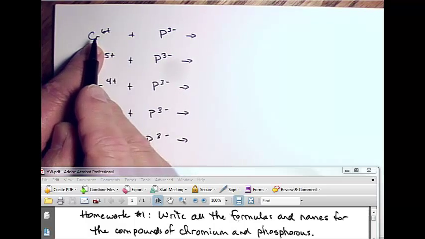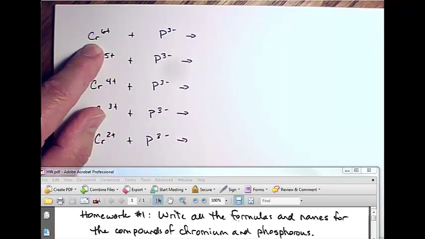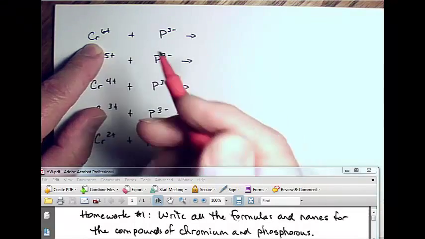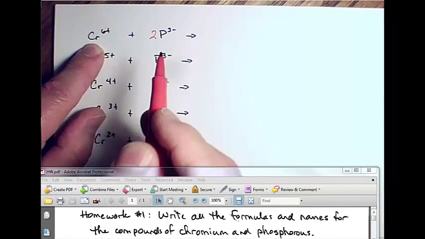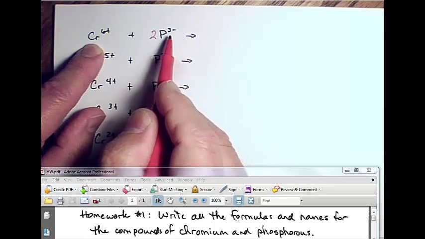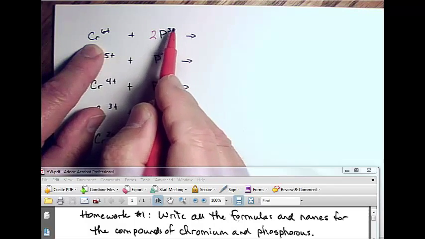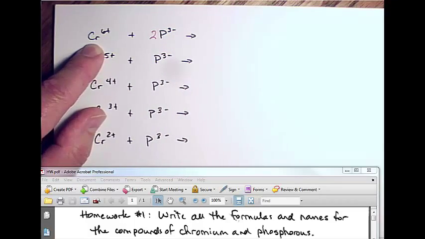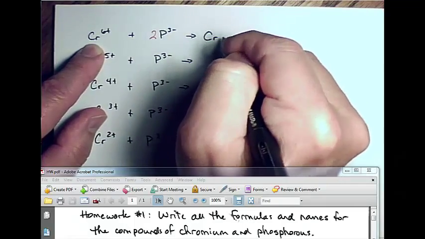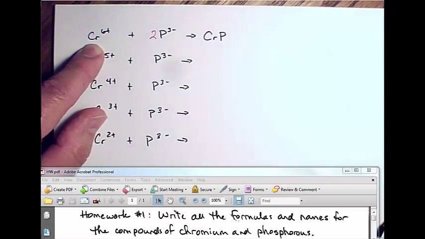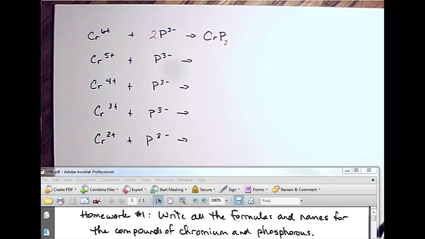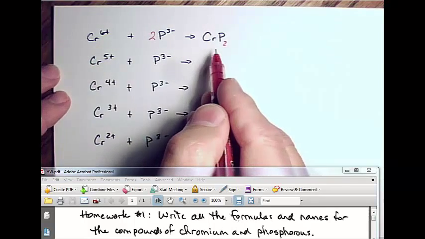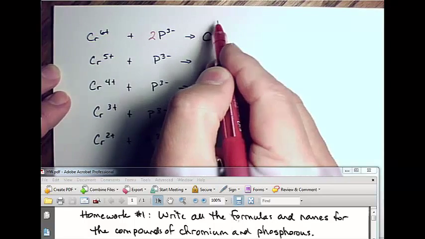Okay, so if I have a 6 plus here and a 3 negative here, and I show that there are 2 of these, now I have 2 particles with 3 negative charges, for a total of 6 negative charges that cancel out the 6 plus. That would give me a formula of CrP sub 2. Now, what is really important is that you get this final answer and get it correct. That you do all this other stuff the way I did it is not as important. This is important, so I'm giving 1, 2, 3 points for this.